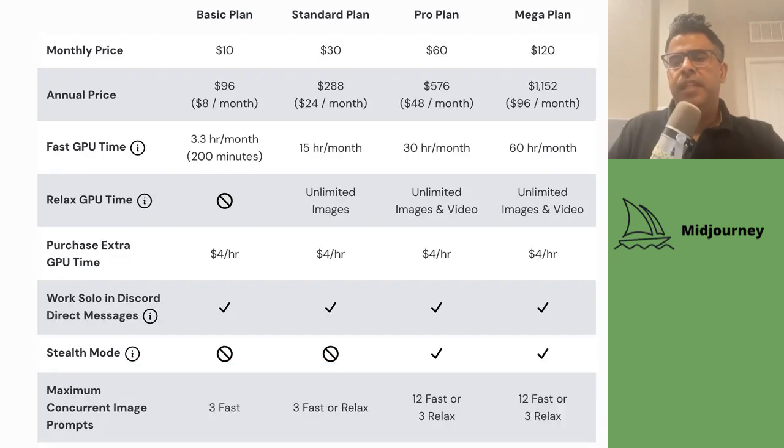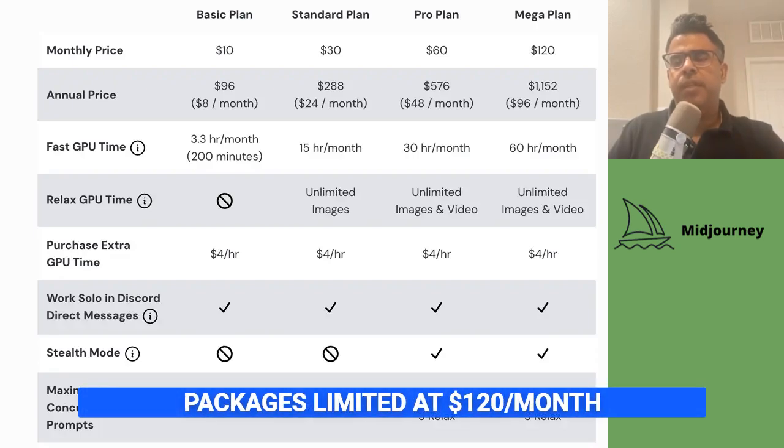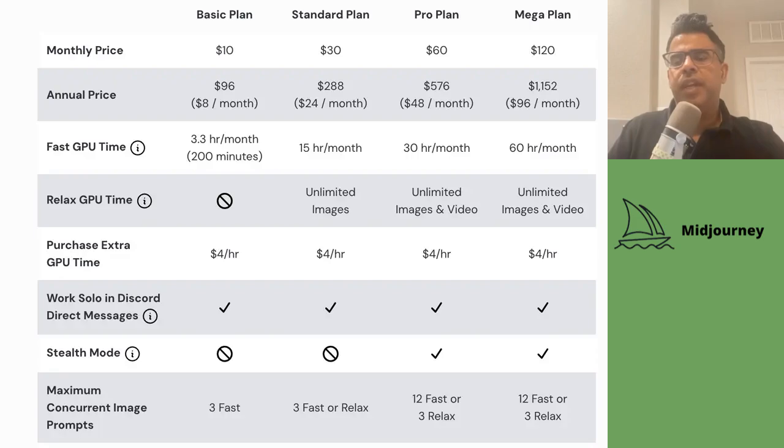The second thing, right at the start, even if I'm just looking at the packages and nothing else, I'm seeing that the packages are limited at $120 a month. But let's say you take a look at 11 Labs pricing. 11 Labs has a $1,100 something pricing plan. So that's 10 times the monthly price. And then they have a further enterprise tier as well.